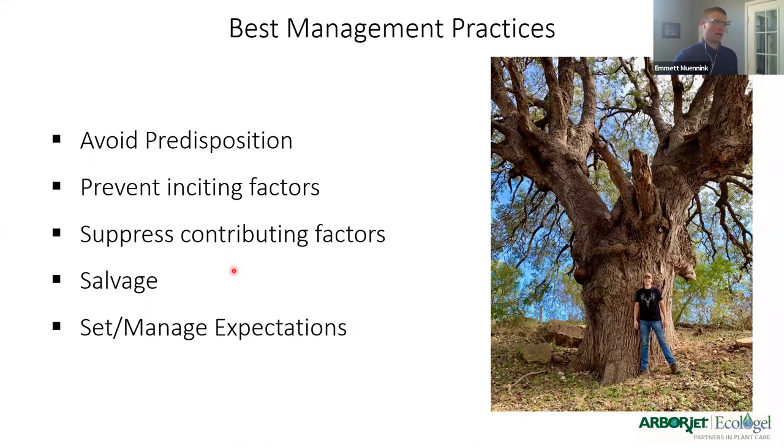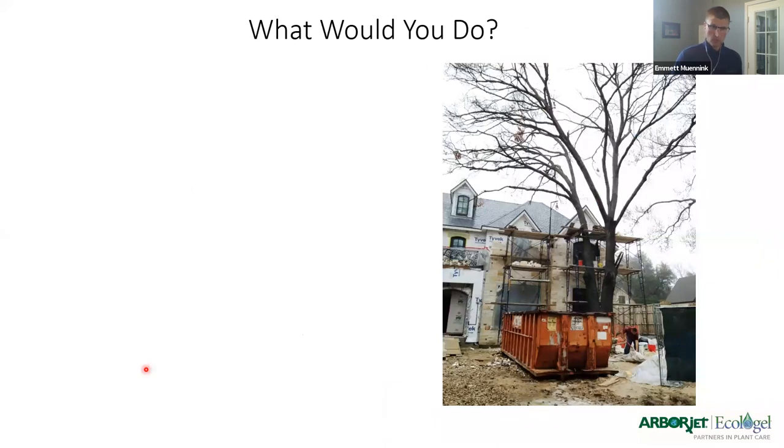But these are your best management practices when you do come into contact with something like that construction property. Suppress the contributing factors, salvage what you can, set and manage expectations. So an example, what would I do if I were called out to this property by the homeowner, or maybe the builder called me out for a site evaluation? Save this tree. The first step I would do here is a tree risk assessment. Is that tree even worth saving? Don't come up with a management plan if the first thing you look at is a buttress root next to the house that's been severed. All right, that's a liability. But do your tree risk assessment.